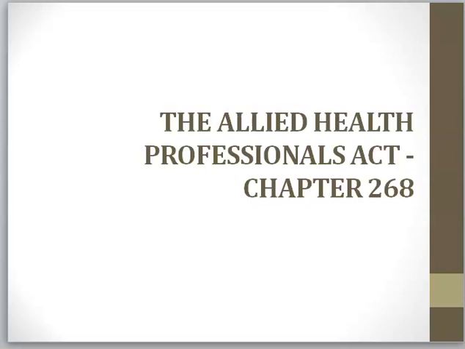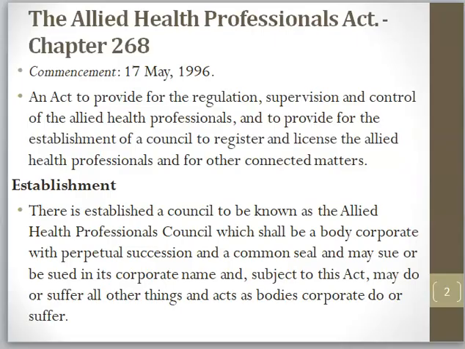So today I'll be talking about the Allied Health Professionals Act, Chapter 268 of the laws of Uganda. Now, the Act commenced in 1986 by an Act of Parliament, and it is to provide for regulation, supervision, and control of the allied health professionals, and to provide for the establishment of the council to register allied health professionals.